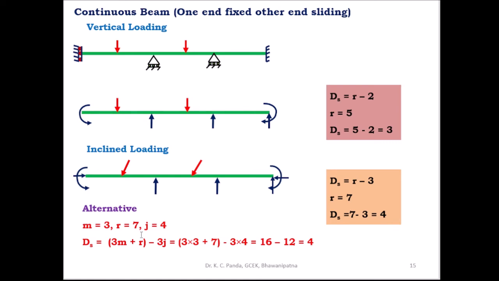Also you can find this out using the other expression, ds is equal to 3m plus r minus 3j. Here you have to know the number of members, number of reaction components and number of joints. This is a 3-span continuous beam, so 3 members, m is equal to 3, and the total number of reaction components is equal to 7, 1, 2, 3, 4, 5, 6, 7. Then the joints are 1, 2, 3, 4, 4 joints, j is equal to 4. So the degree of static indeterminacy is equal to 3 into 3 plus 7 minus 3 into 4. So this is equal to 16 minus 12, which is equal to 4. The degree of static indeterminacy is equal to 4.